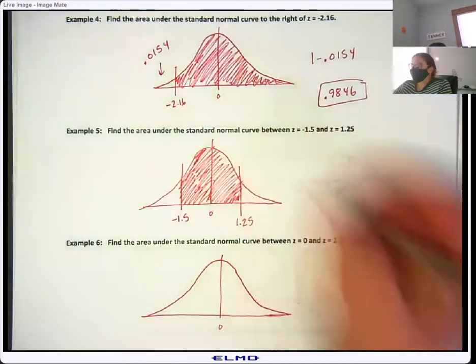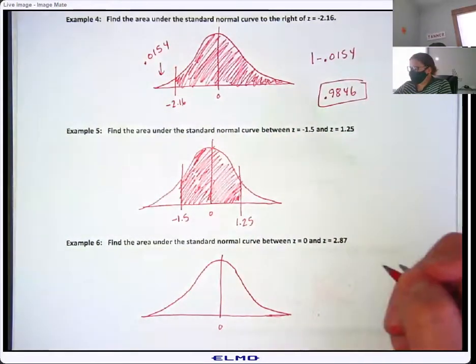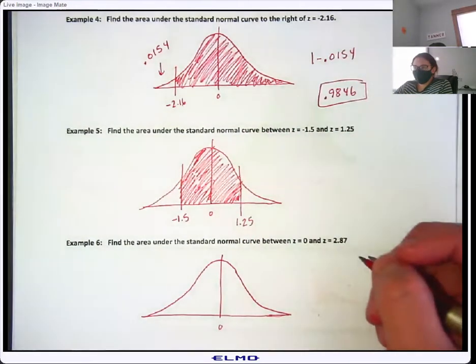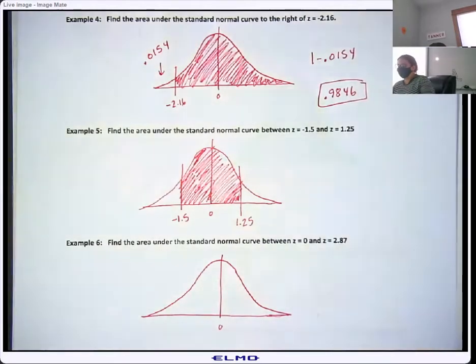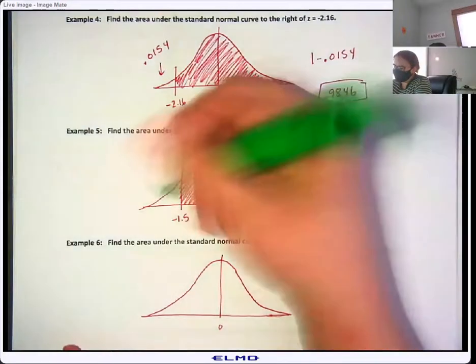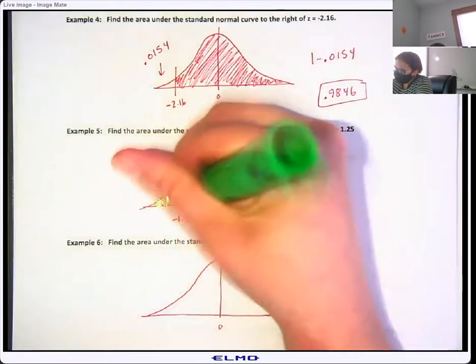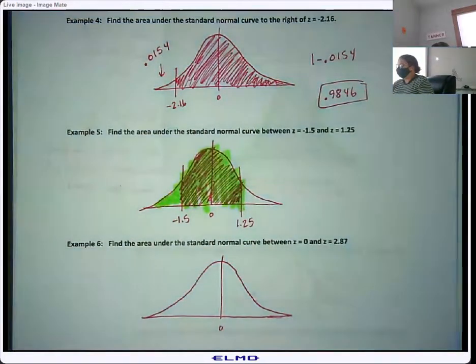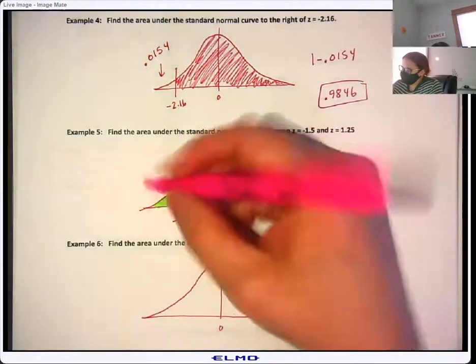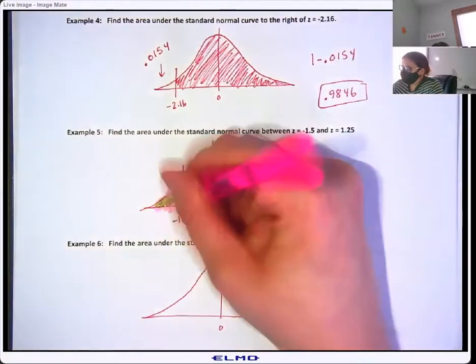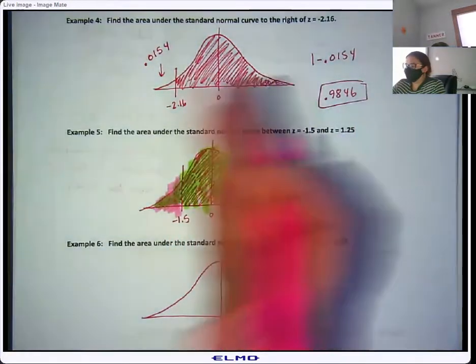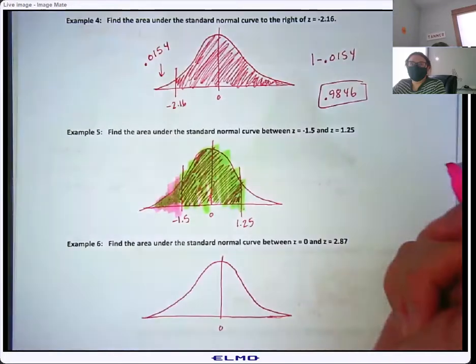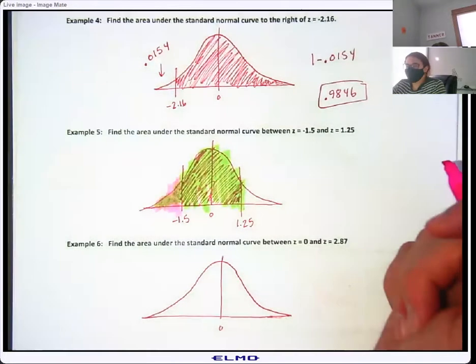All right. So anybody have an idea? Mitchell? Yes, good. Okay, so here's Mitchell's idea, which is totally right. Everybody look up. If we find the area that is to the left of 1.25, that's the green. And then if we find the area that's to the left of negative 1.5, that's over here. So if we take the green minus the pink, we'll find the area between. Does that make sense to you guys?